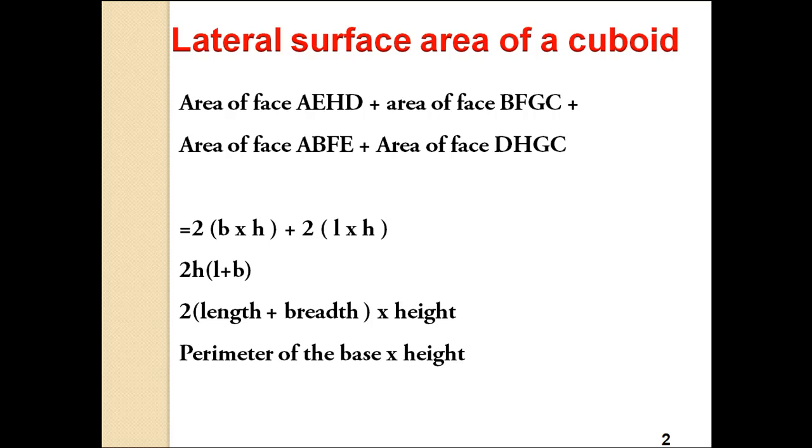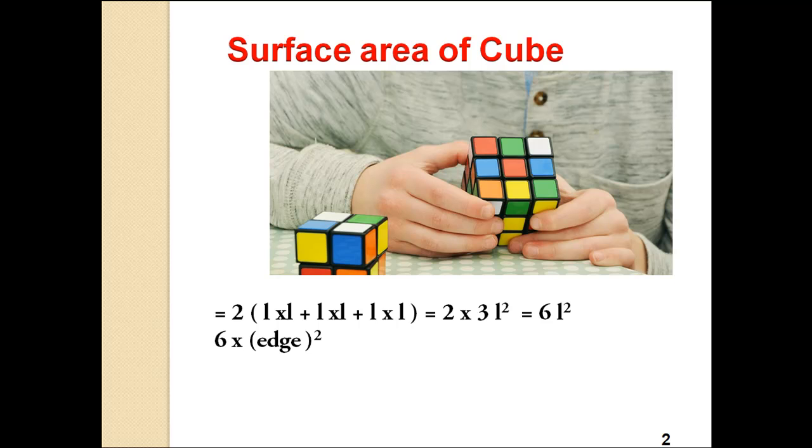Area of face AEHD plus area of face BFGC plus area of face ABFE plus area of face DHGC, that is 2 into B into H plus 2 into L into H, that is 2 into H into (L plus B), that is 2 into (length plus breadth) into height, that is perimeter of the base into height. Surface area of the cube.